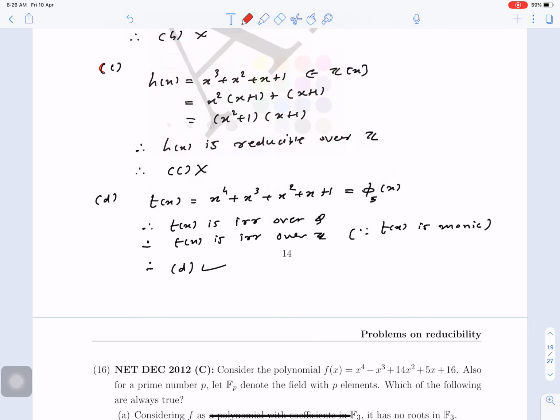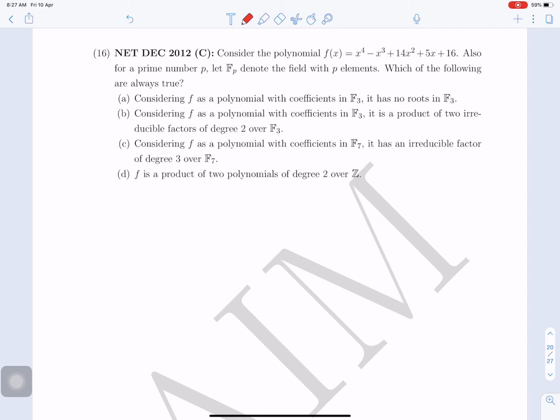Problem number 16. Consider the fourth degree polynomial x raised to 4 minus x cube plus 14x square plus 5x plus 16. Also for a prime number p, let Fp denote the field with p elements, that is Fp means what, it will be Zp. Which of the following are always true?